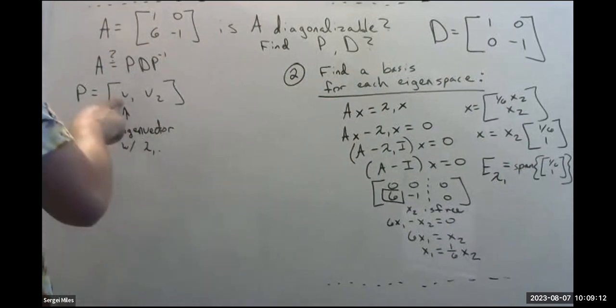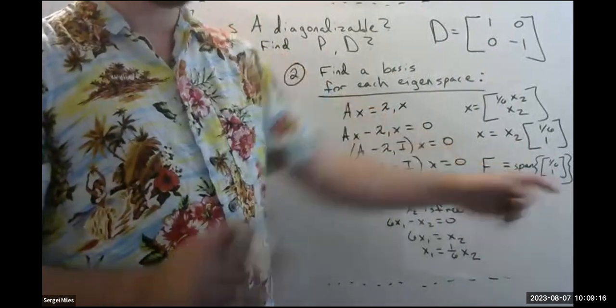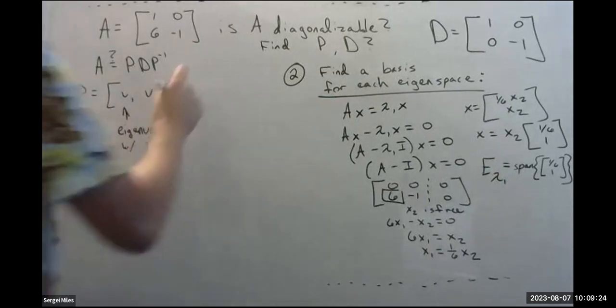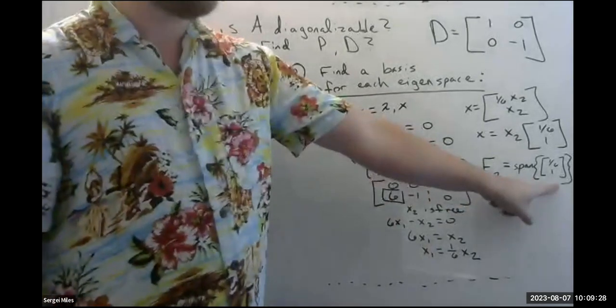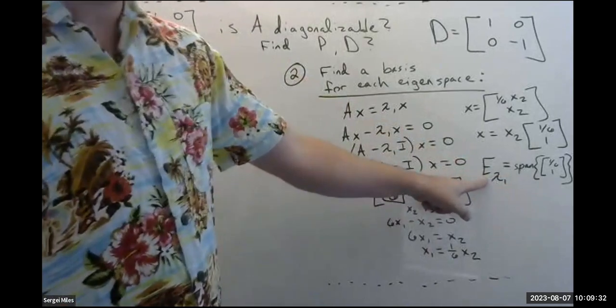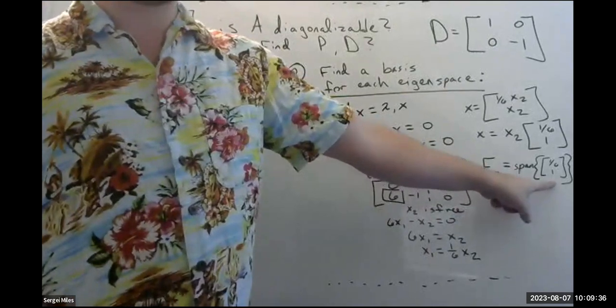If you just wrote for the first column 1/6, 1, that's perfectly fine. That's an eigenvector. That would be a correct answer. However, what I would suggest instead is, well, if the eigenvectors can be any multiple, right? The set of eigenvectors, this is a subspace of R2, it's any multiple of this vector.